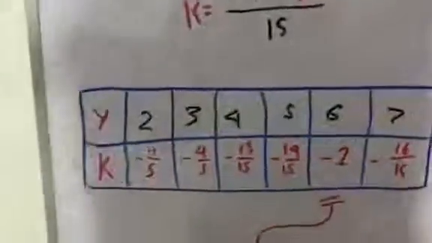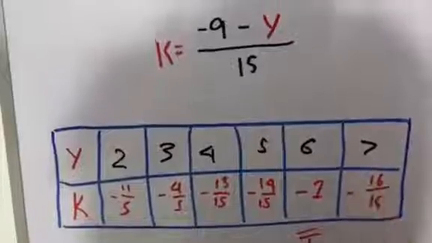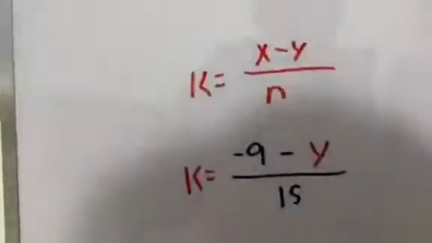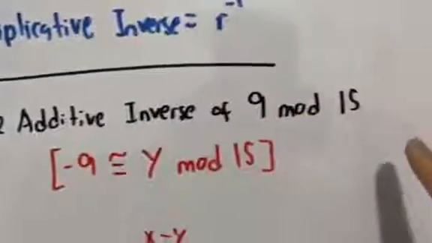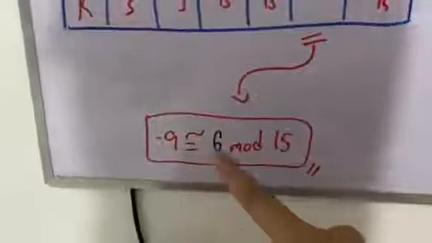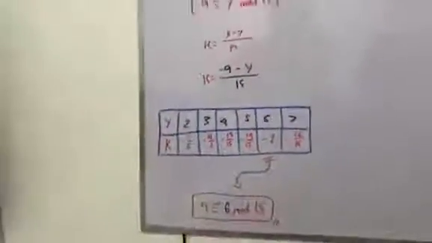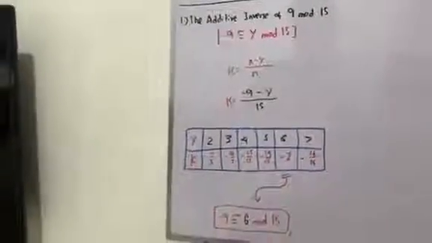So, using that logic, we know that the only value of y that can make this expression a whole number is 6. Therefore, the additive inverse of 9 mod 15, since we have a value of y, is negative 9 congruent to 6 mod 15. And that is the answer. That's simply the answer to this question.